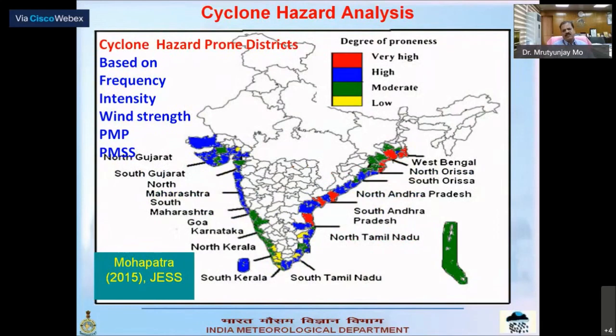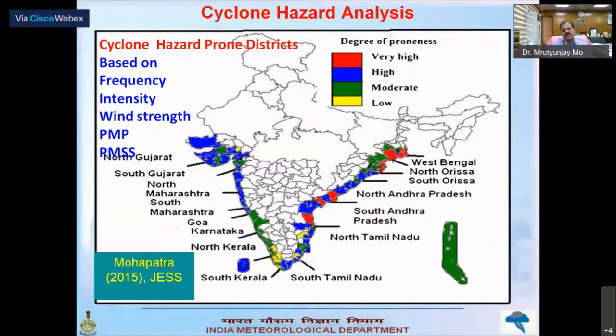Now, if you look at India, in India, both west coast and east coast are prone for cyclones. Entire Indian coast are prone for cyclones. But however, this degree of proneness is different for different coastal belts. In this diagram, you can find out that there are certain areas where you got red. Red means it is very highly prone for tropical cyclone activity. Then is the blue, the next is the high prone. Then green is the moderately prone, and the yellow is the low prone districts for the cyclones.